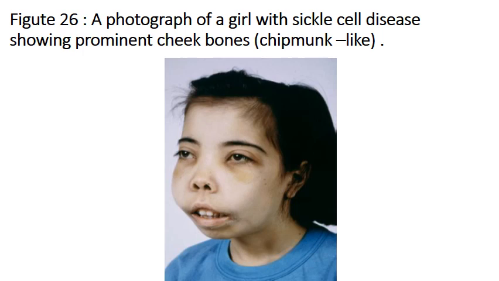This is because of the widening of the bone marrow because of the erythroid hyperplasia, which leads to bone resorption and new bone formation, subsequently leading to prominence of the cheek. Look here at the cheek, the prominence of the cheek gives the chipmunk-like appearance.